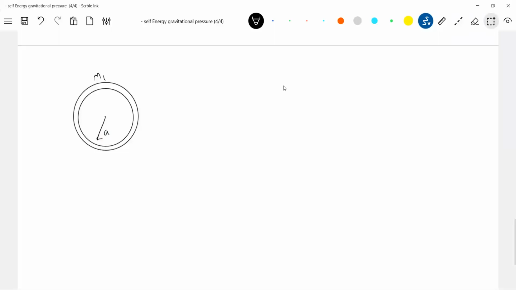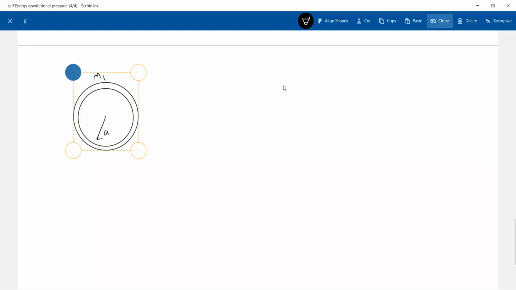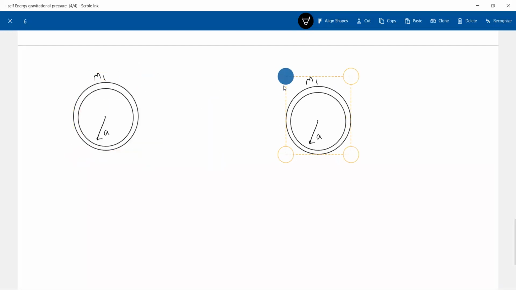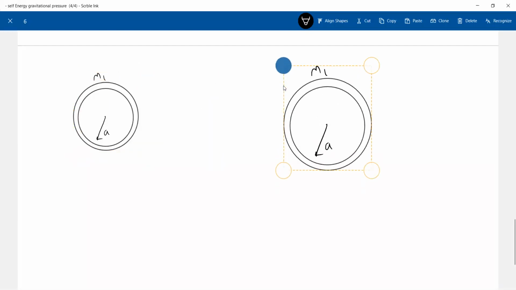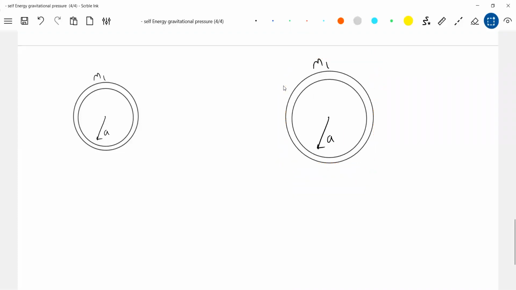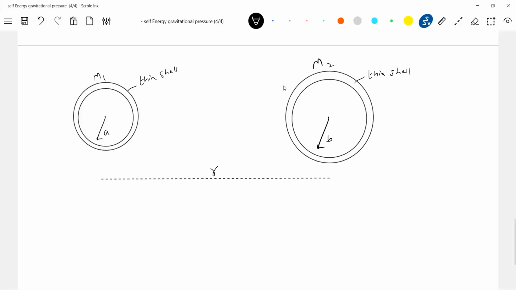Radius A, thin shell, both are thin shells, mass M1 and M2. They are separated by a distance R, where R is very much greater than A, very much greater than B.